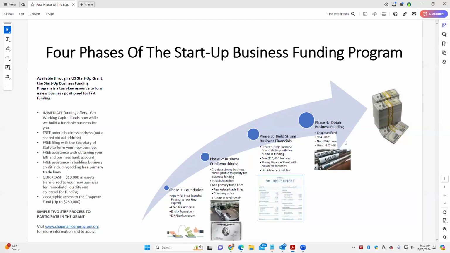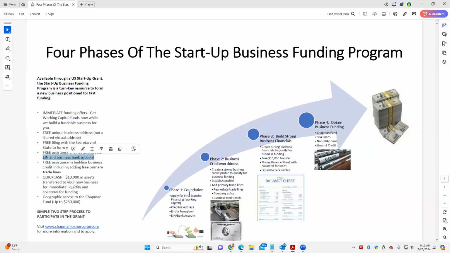So with that being said, then of course, what we're showing them is what we do. And so it's true that this is what we do. These are the phases we go through. We help them have a foundation of a fundable business, so they have working capital. We provide them a free commercial address, which is mentioned over here. We form an entity for them for free if they need, which is mentioned over here. We help them get their EIN and bank account, which again is mentioned over here.